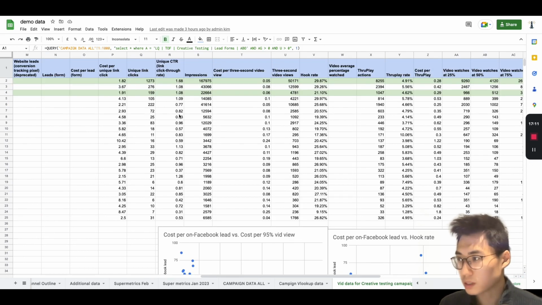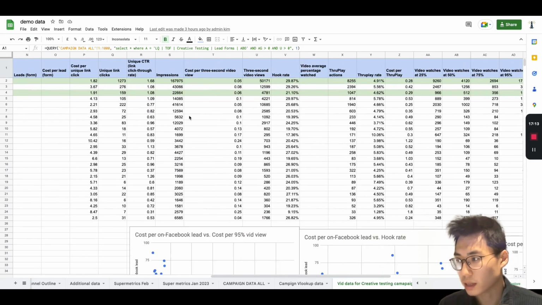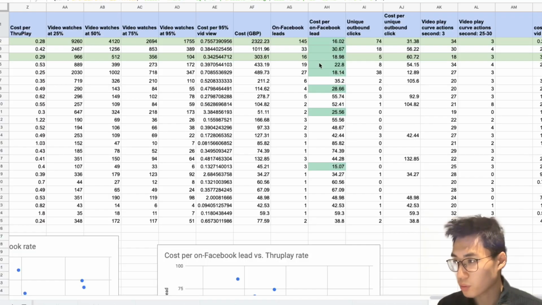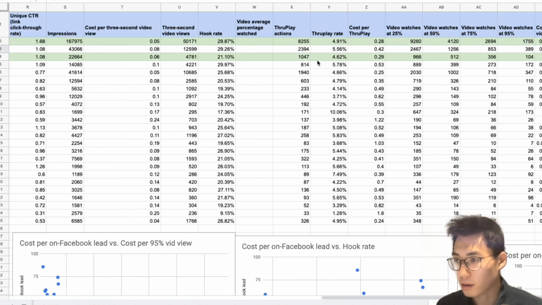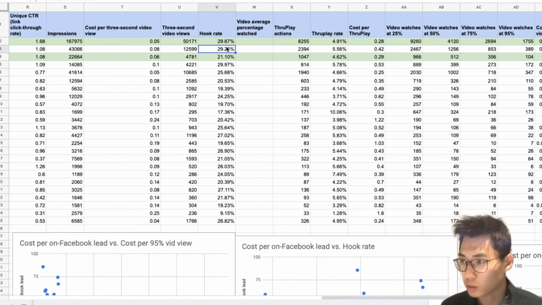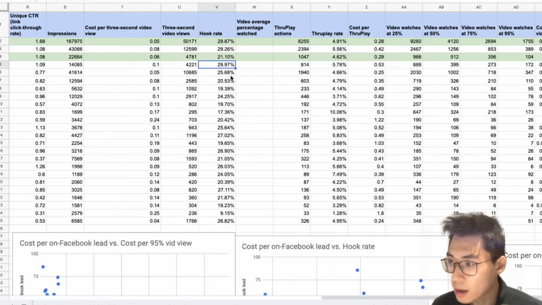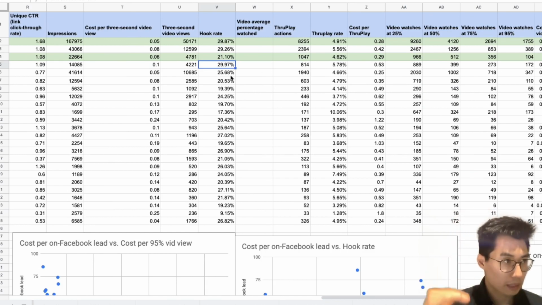What you'll notice is that these are the videos that perform the best, right? The ones that managed to get a less than £31 cost per lead, and the ones that we end up spending the most on. You will notice that of these videos, they typically tend to have a higher hook rate. So you'll notice 29%, 29%, 21%, 29%. They never really dip below that sort of 20% mark.